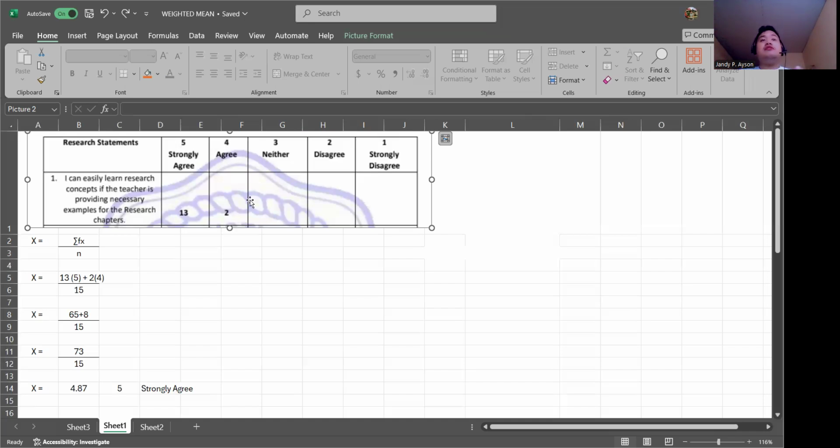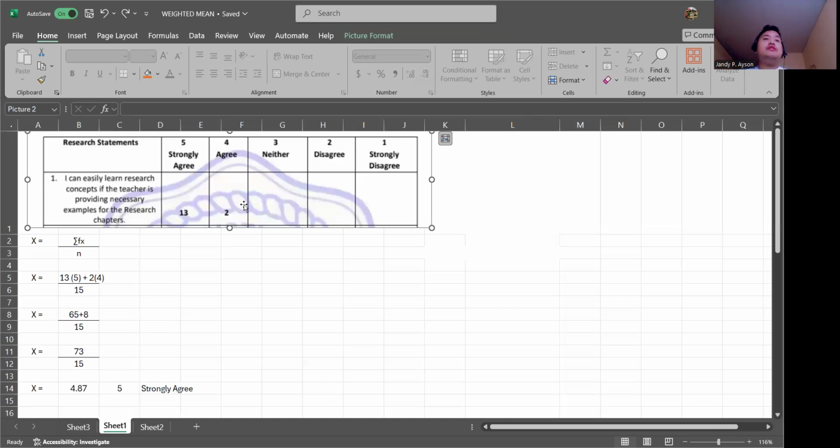Halimbawa, ang respondents ninyo ay 15 nga, pero pag halimbawa ito ay 12 lang, tas ito ay 2, edi 14 lang yon. Kulang ng isa. Ibig sabihin may mali. Kailangan tally si total number of respondents sa responses na naka-itemize dito sa ating weighted mean table. Okay, so yun lang yung mga reminder ko.